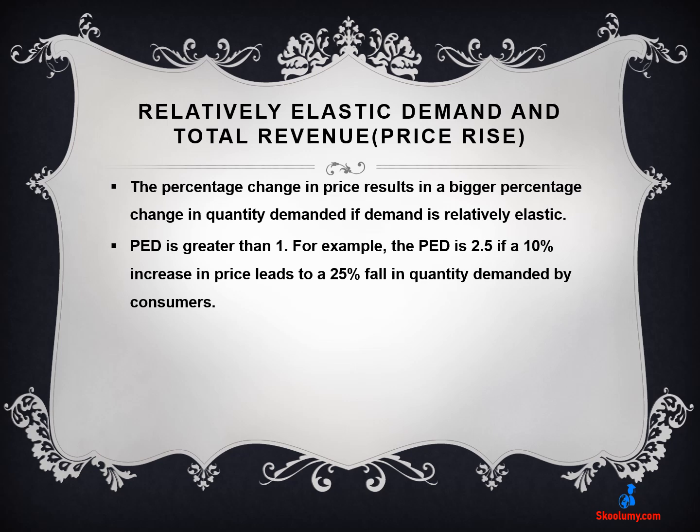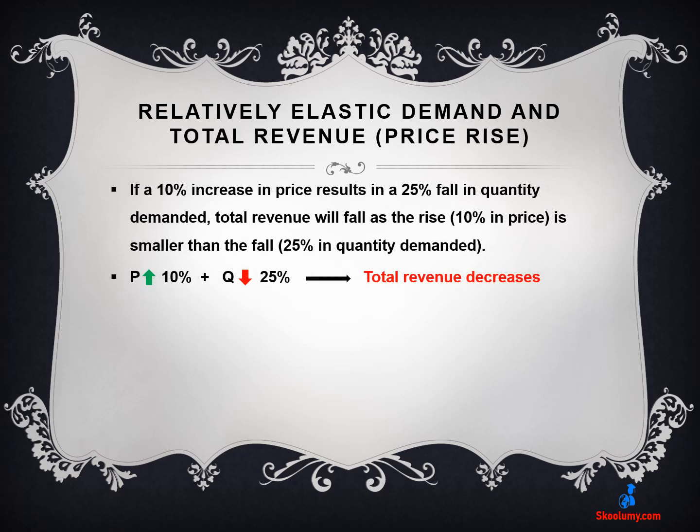For example, a 10% increase in price leads to a 25% fall in quantity demanded. PED is 2.5. The answer is obtained by dividing 25% by 10%. In this example, the quantity demanded falls by a bigger percentage, following a rise in price. Therefore, total revenue will decrease as the fall, 25% fall in quantity demanded, is greater than the rise, 10% rise in price.